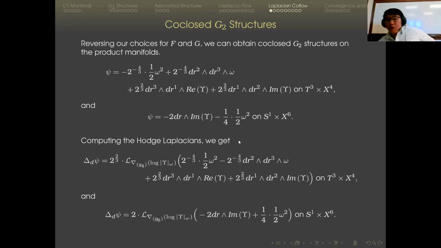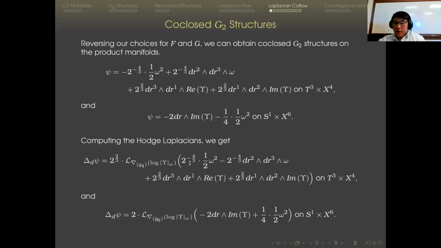For the coflow, we can pretty much do the exact same thing, except now we have to start with a co-closed structure. And to do that, we can just reverse our choices for F and G. We obtain these co-closed structures. Again, omega and upsilon are closed, so these structures are closed on the products. We can compute the Hodge Laplacians, and everything looks very similar.